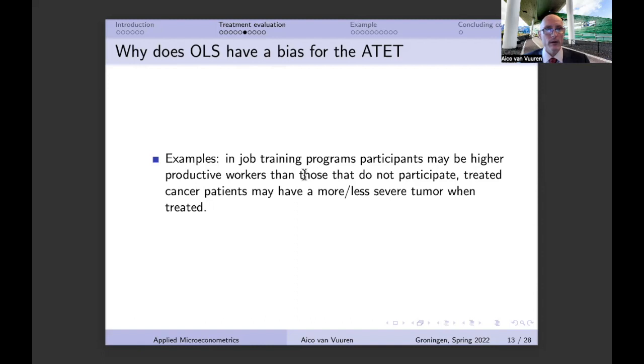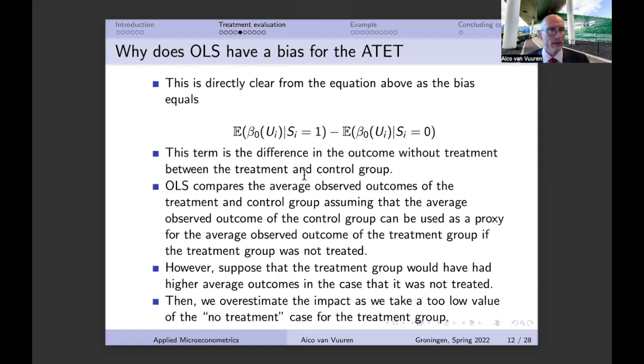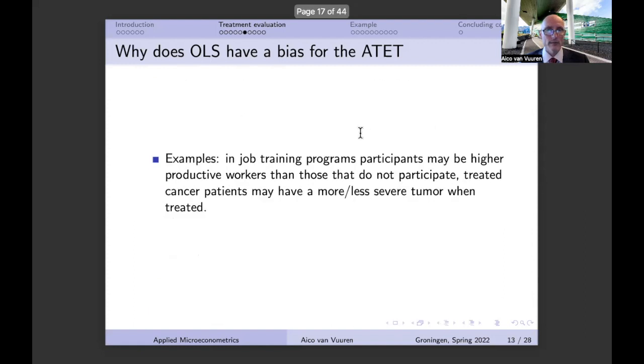So in this particular situation you would see that the individuals that actually receive treatment would generally have had a much worse outcome, had they not been treated, than the individuals that are not treated at all. And therefore also here you're going to have a bias at the moment that you use ordinary least squares.